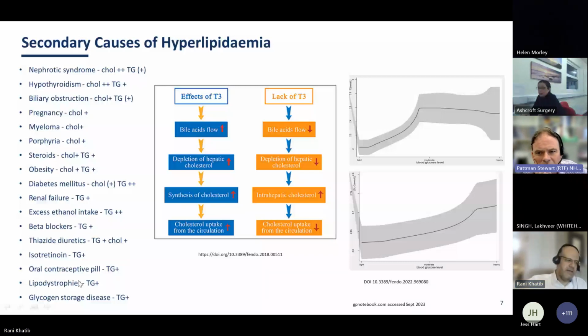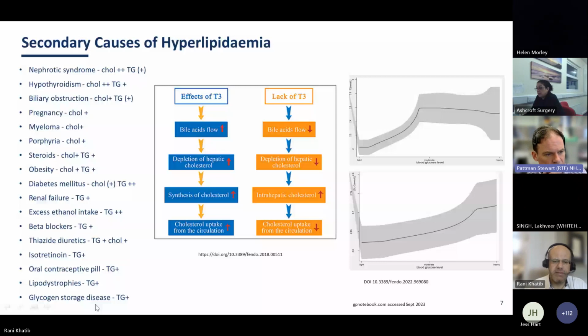Thanks, Rani. I think it's very important to, as you said, cover some of these tests: thyroid function, HbA1c. We're mentioning liver function as well. Not only to rule something out, because what you don't want to do is start treating with statins or what have you, when actually you've got something which is driving the hypercholesterolemia.